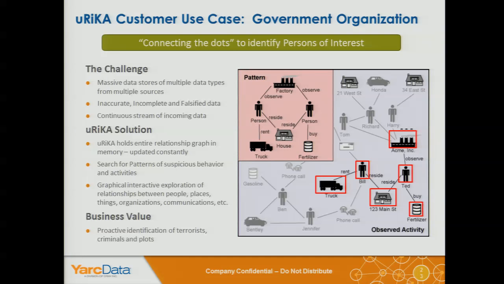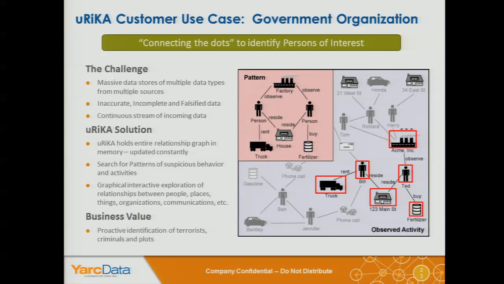This involves separate people who might live in the same house. They rent a truck. They buy fertilizer. You want to find all instances of this, and you have a huge amount of data that you've gathered from all over the place, and you want to spot this pattern. So you basically are able to hold the entire graph of your data in memory, and we have high-speed updating capability for when new data comes in.